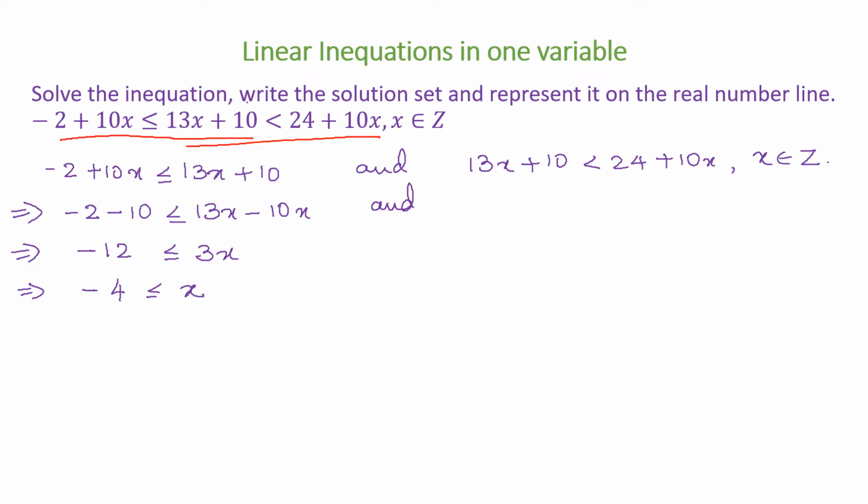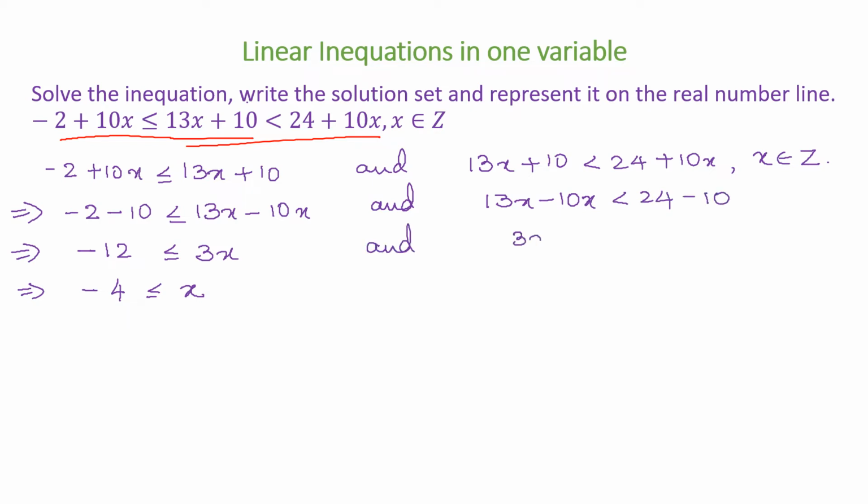Now comes the other part. Here I'll bring 10x to this side so that 13x minus 10x, x will remain as positive. So I'll get 13x minus 10x is less than 24 minus 10.